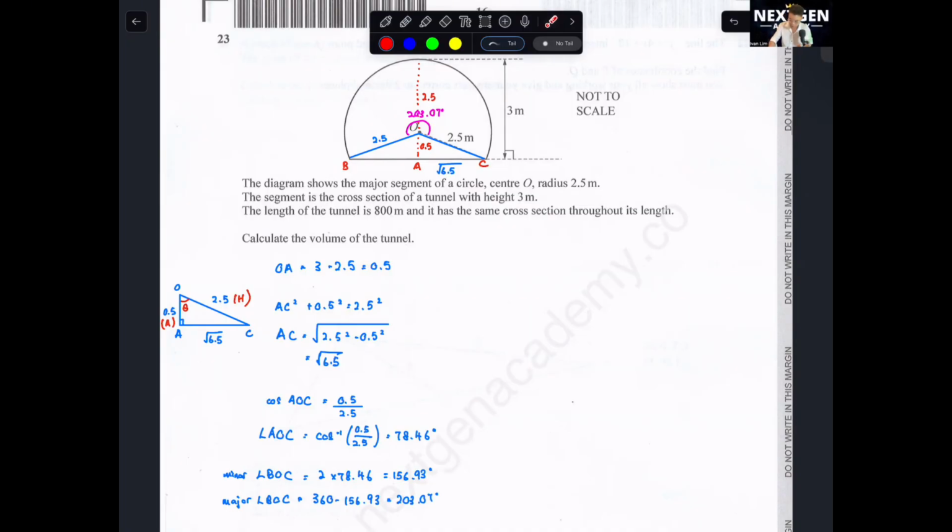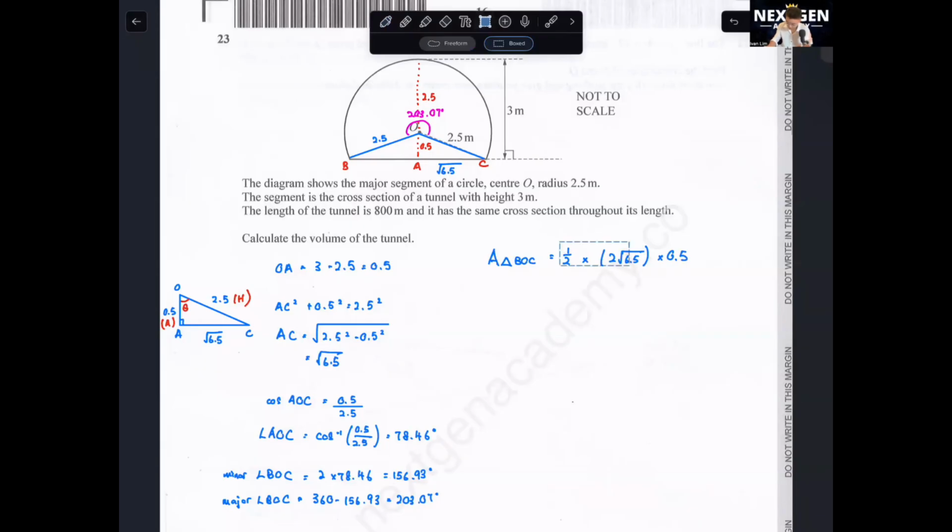Now we can find the area. We want to find the area of the triangle and the area of the sector. So find the area of triangle BOC. This one, you can use two formulas. You can either use 1 over 2 ab sine C, or you can use half times base times height. Let's stick to the easy one, half times base times height. So half times, what's the base? 2 root 6.5 times height, 0.5.